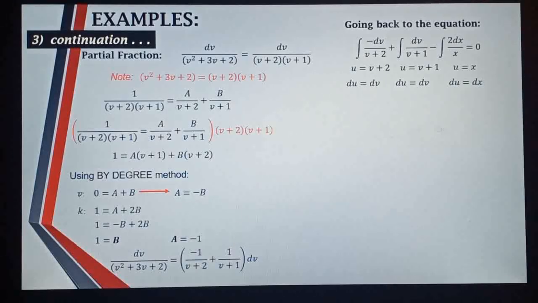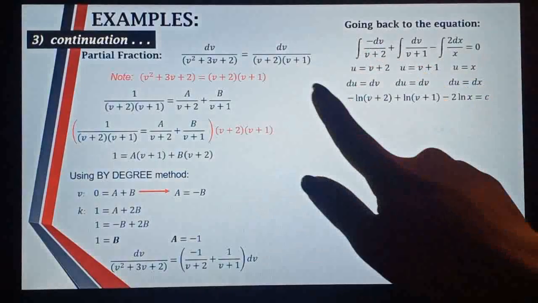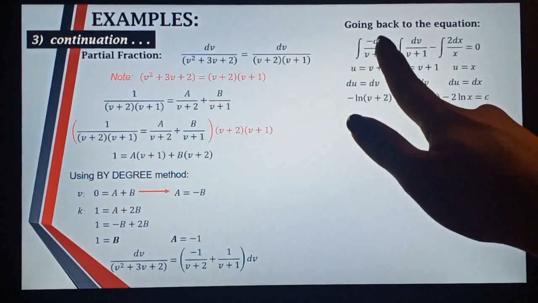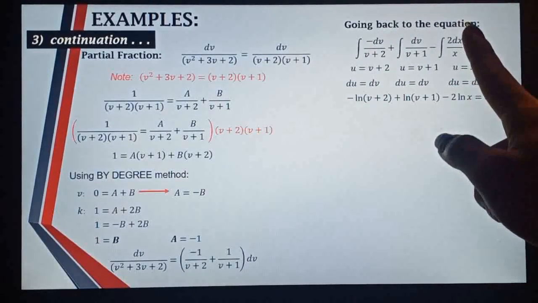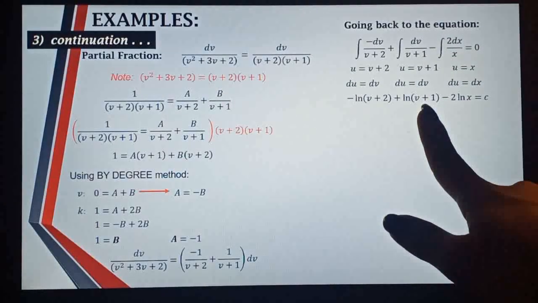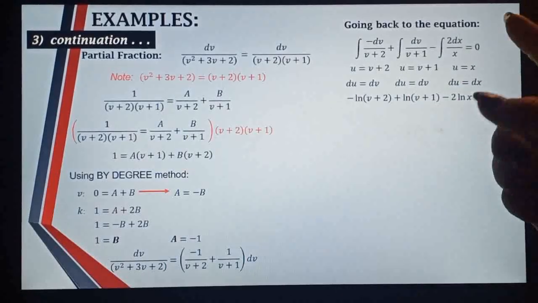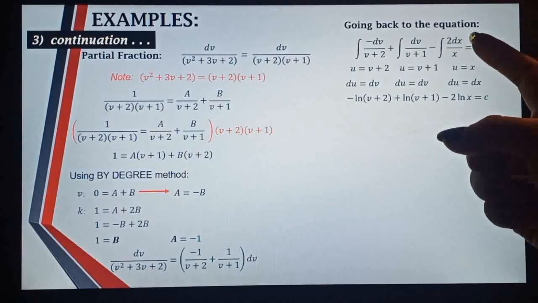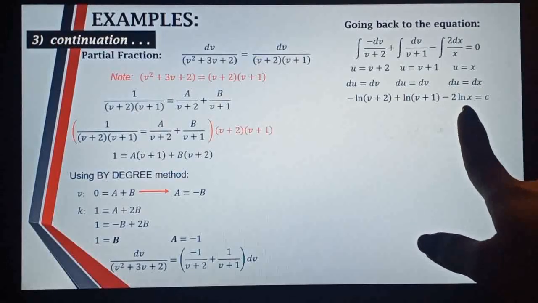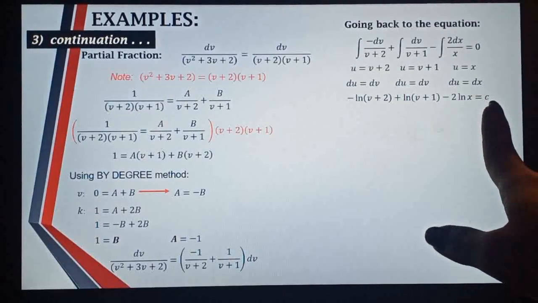Ngayon, pag in-integrate na natin yan, you will have the negative of the ln of v plus 2 since this is du over u. Then the second term is also du over u, so you will have the ln of your u, which is your v plus 1. Then pagdating sa third term, this is also du over u, wherein your u is x, so you will have negative 2 ln x equals c.